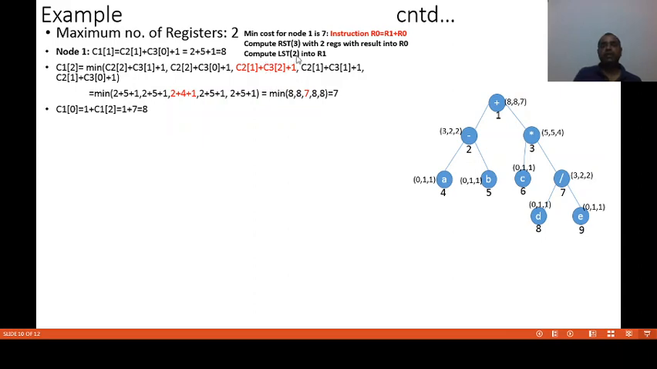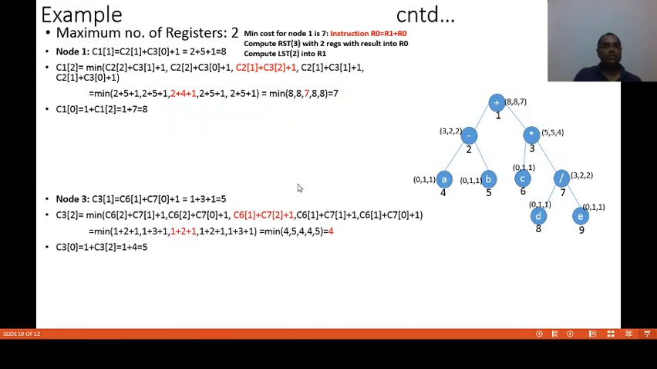And compute left subtree for node 2, this one, into R1. It can use only 1 register. Now I can select either node 2 or node 3. If I am selecting node 3, in that case the cost for evaluating this node by using 0 registers is 5, 1 register is 5, and 2 registers is 4. So you can see here the minimum cost is 4, and it occurs by using 2 registers.